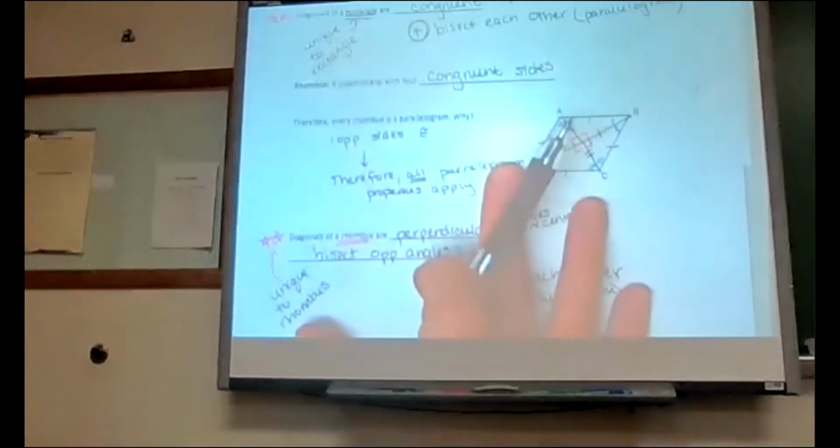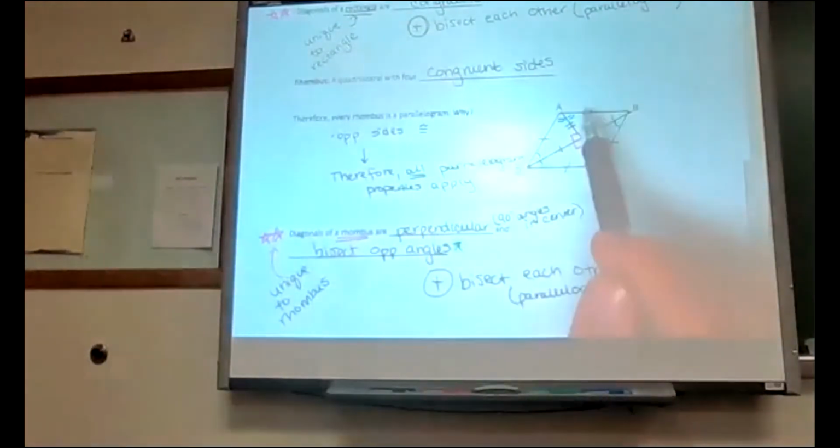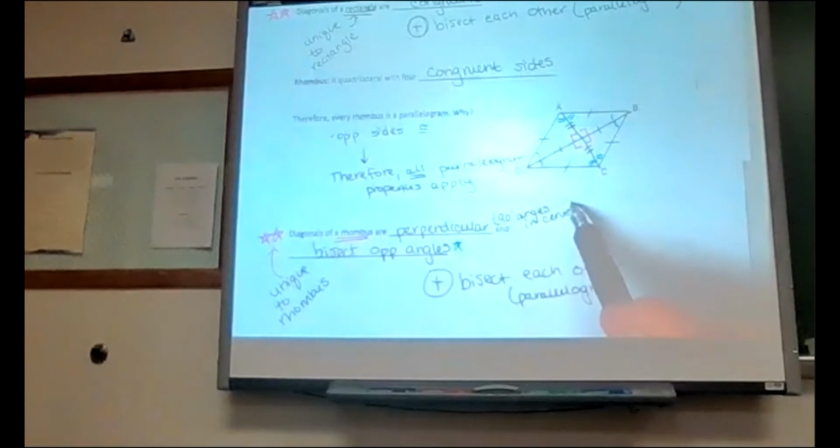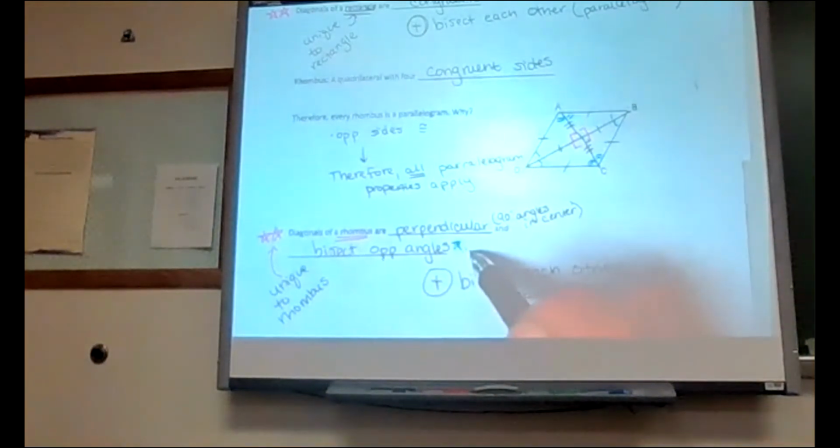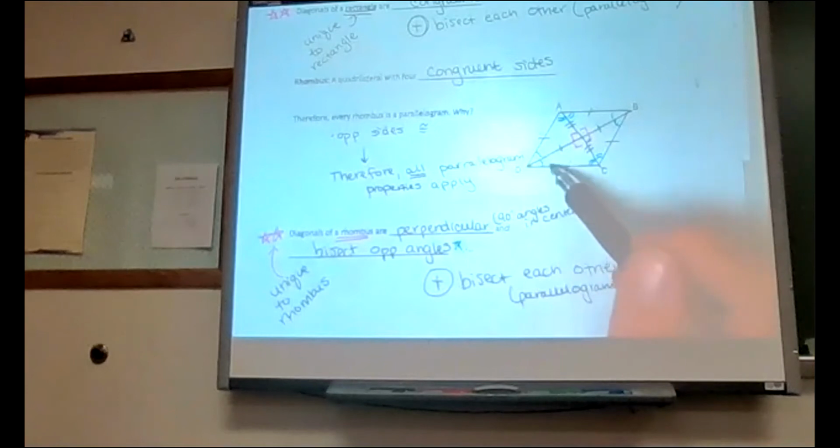Then we talked about our rhombus, and our rhombus is a parallelogram where all 4 outer sides are the same. And when that happens, our diagonals are perpendicular. So that's one piece. And this is an important one, it bisects the opposite angles. So it's breaking these angles into equal parts. Okay, that was our rhombus.